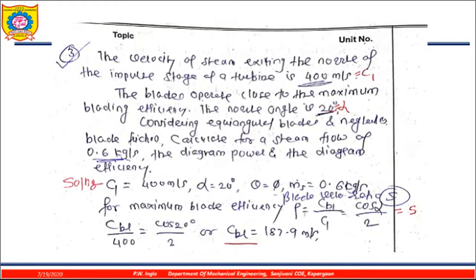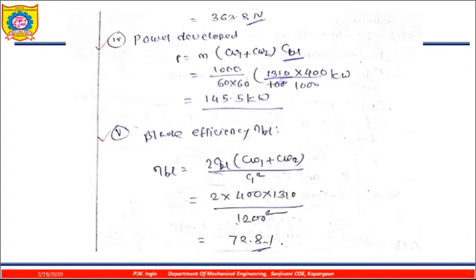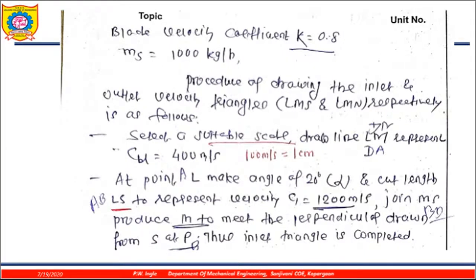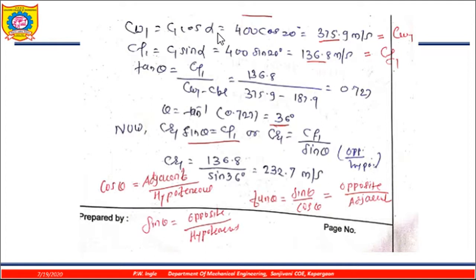Now by using simple trigonometry, you can write CW1 equal to C1 cos alpha. You can use this velocity triangle. So CW1 equal to C1 cos alpha, you are getting 375.9. CF1 equal to C1 sin alpha, because C1 has two components, CW1 and CF1. CW1 is a horizontal component and CF1 is a perpendicular component. So you are getting the value of CF1.